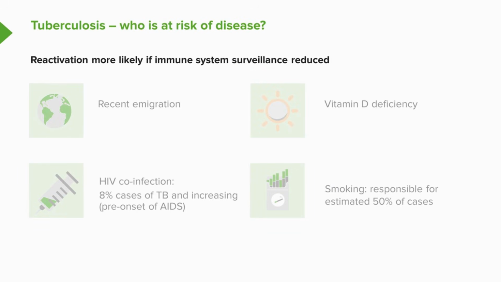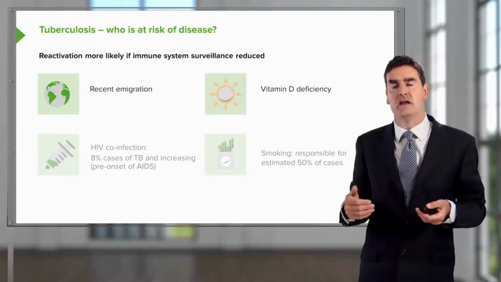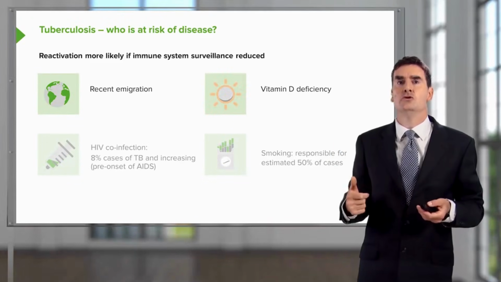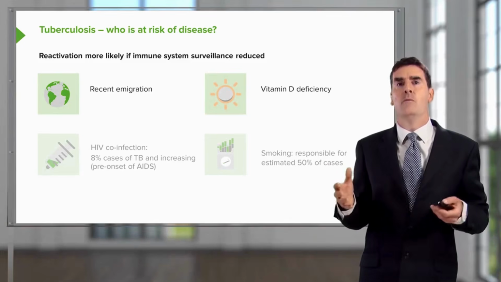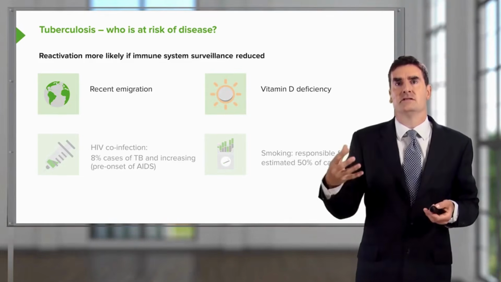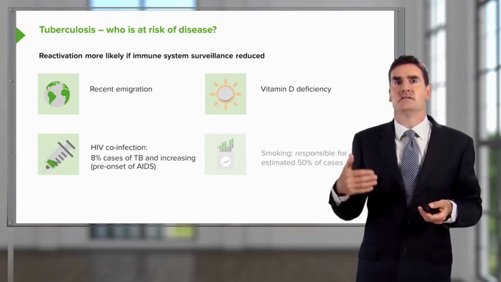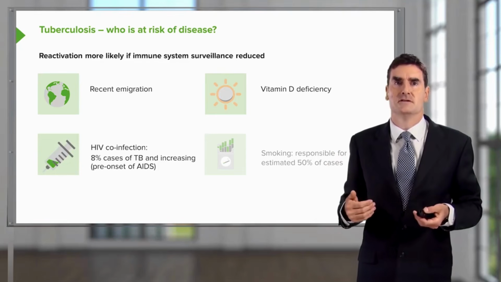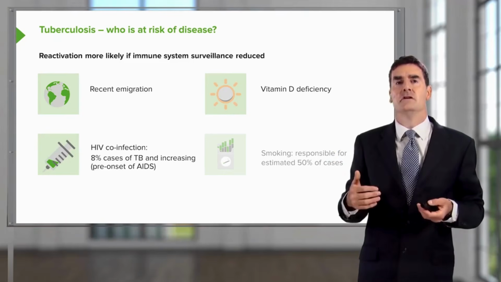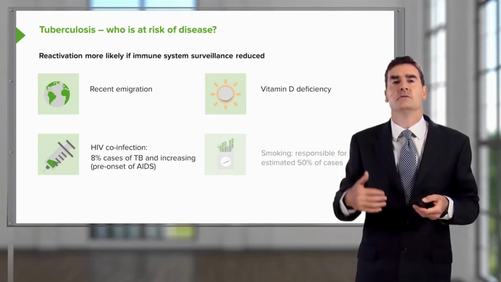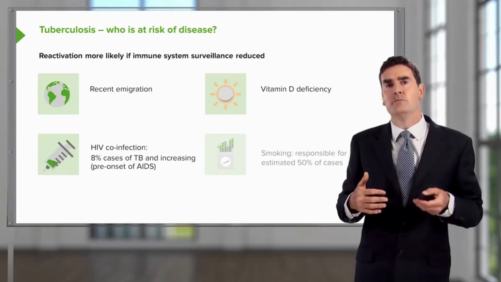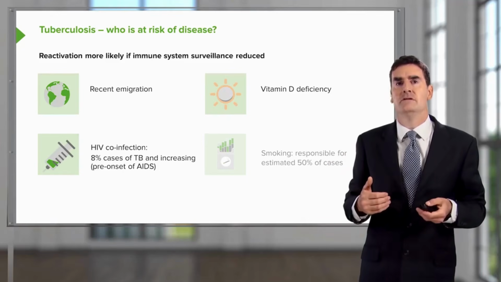So just to go over the risk factors of disease in a bit more detail: recent emigration, as we discussed, for some reason makes latent tuberculosis very likely to reactivate. Vitamin D deficiency has the same effect, because vitamin D is an immune modulator, and deficiency of that weakens your immune system's protection against tuberculosis. The same for HIV infection, which is present in 8% of cases of tuberculosis. And this problem of HIV allowing TB to reactivate is actually present before the patient has become heavily immunosuppressed.